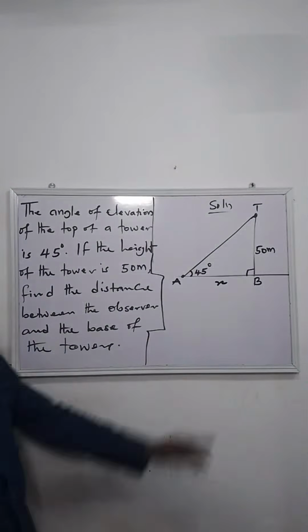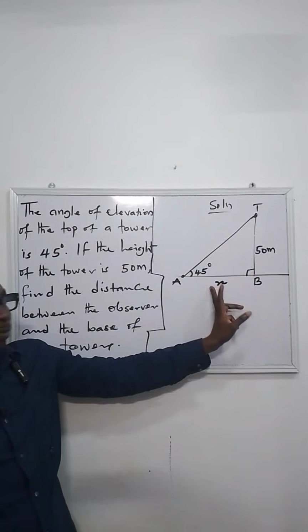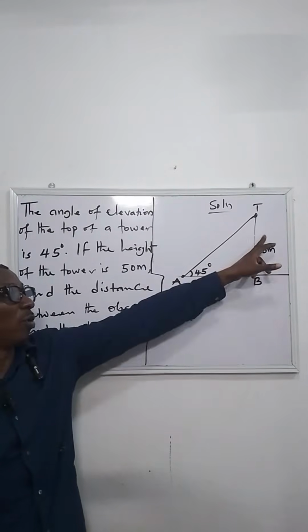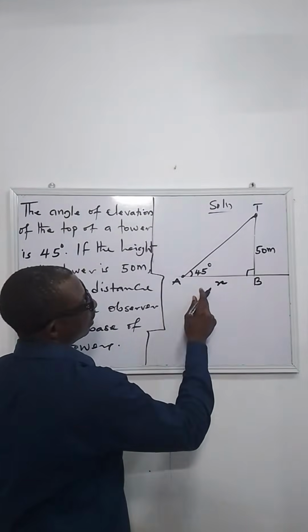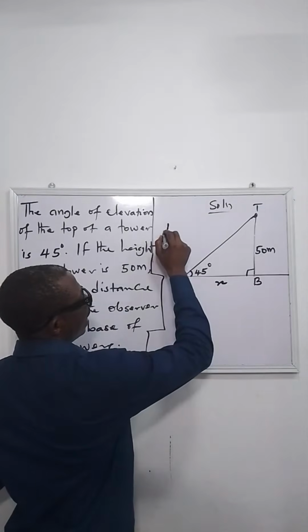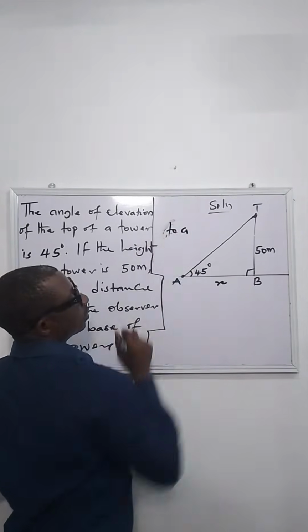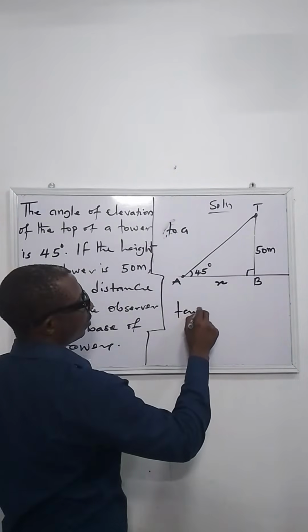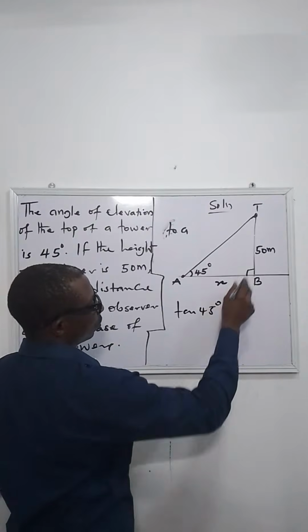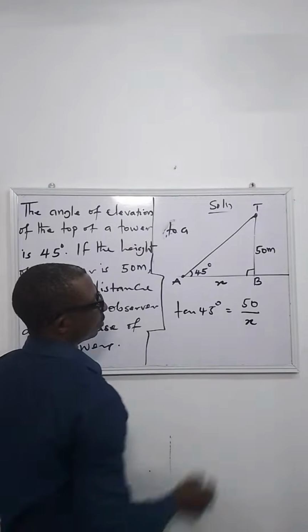Now, when you look at this now, this is opposite. This is what? Adjacent. Because this is the reference angle, right? So opposite, adjacent. So how do we do this? Right. Now when we say opposite and adjacent, that's tan. Okay, that's TOA. So we have tan 45 degrees equals opposite, that's 50, over adjacent, that's X.